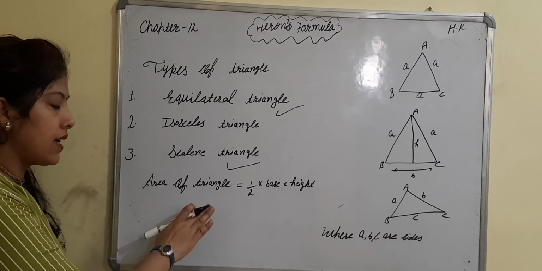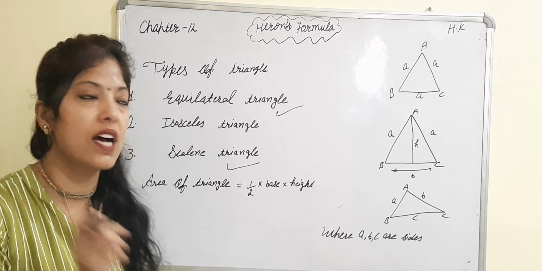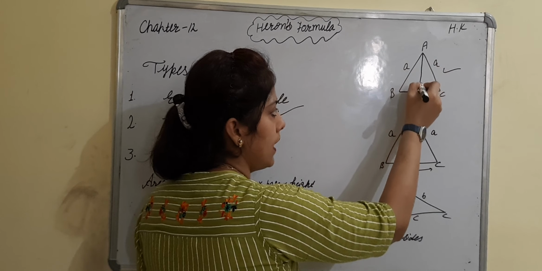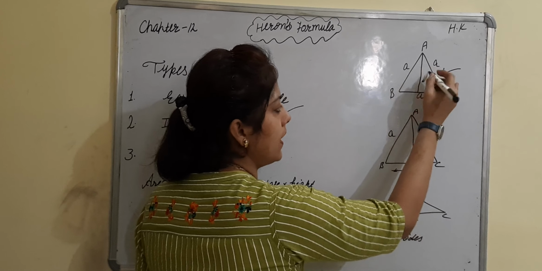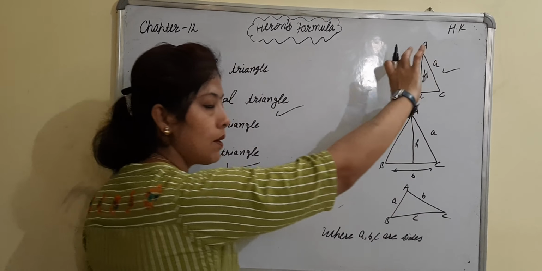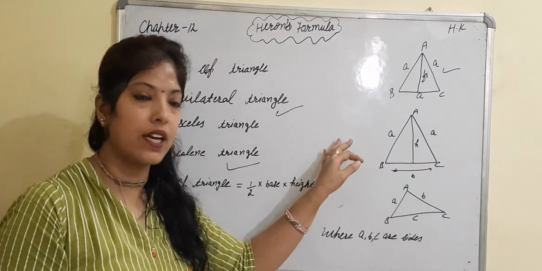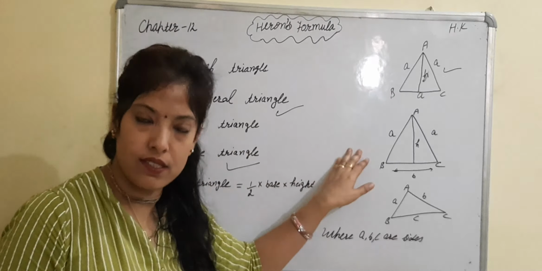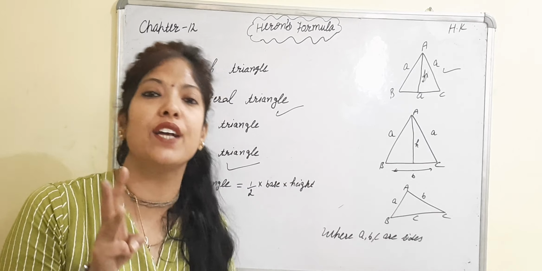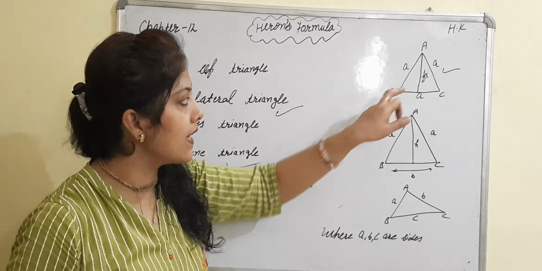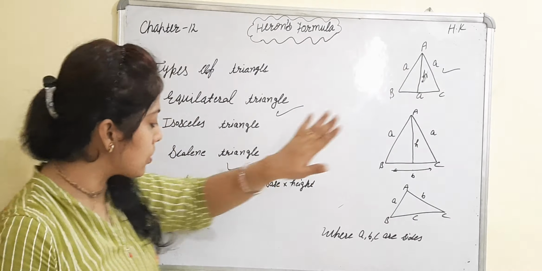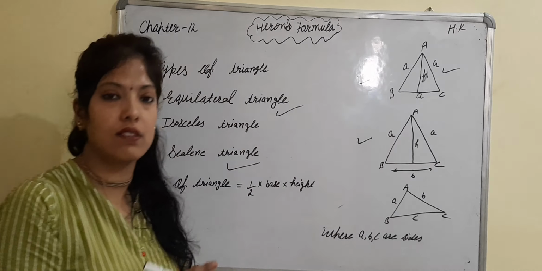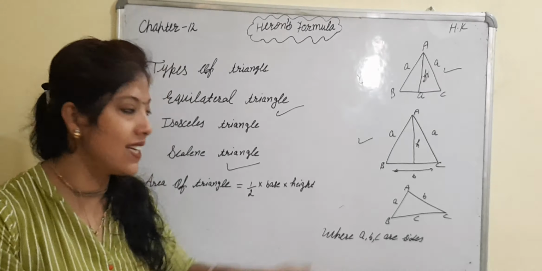And what is the area of a triangle? Half base cross height. In this equilateral triangle, half A is the base, and this is the height of the triangle, H. And in this isosceles triangle, half base B, height H. In equilateral and isosceles triangles, if we know the three sides, we can easily find the value of the height. Then we can use the formula half base cross height easily, but not in a scalene triangle.